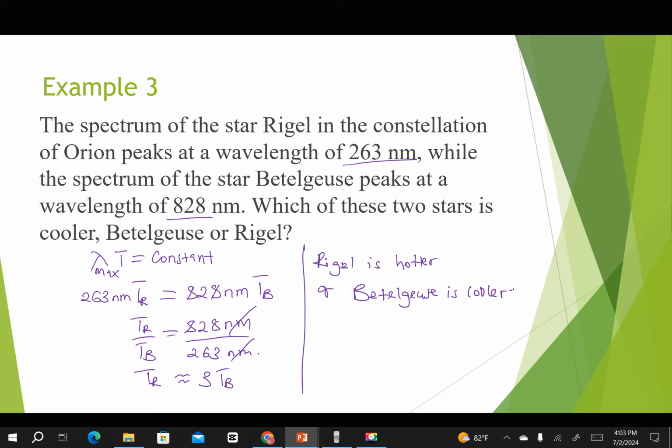Okay. But even if we don't calculate, because wavelength is inversely proportional to temperature, the one for which the wavelength is higher means the temperature is automatically lower. But I just wanted to prove this to you by simple calculation. You could also calculate the temperature of each using Wien's constant and see which one has a higher temperature. But I'm very certain that the temperature of Rigel is going to be almost 3 times the temperature of Betelgeuse. Okay.